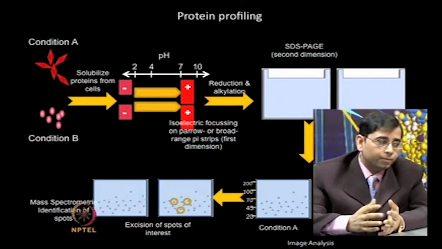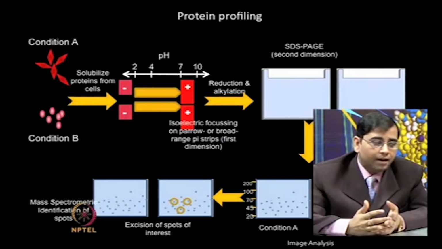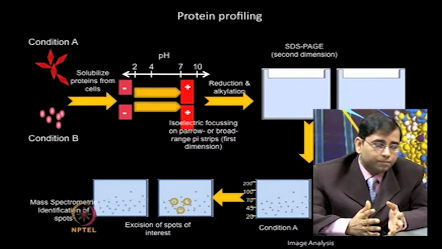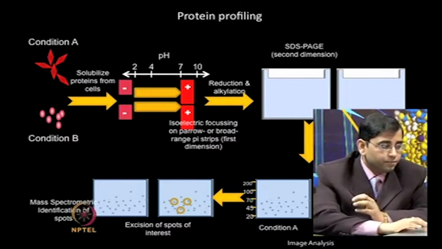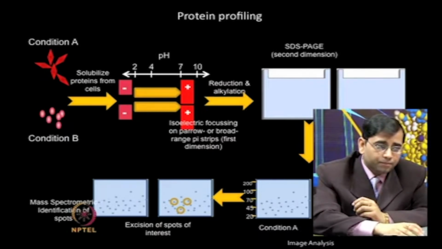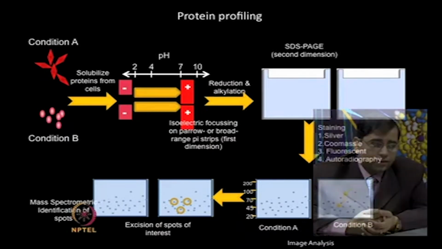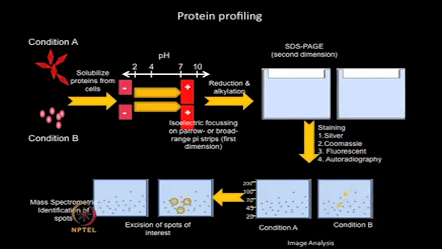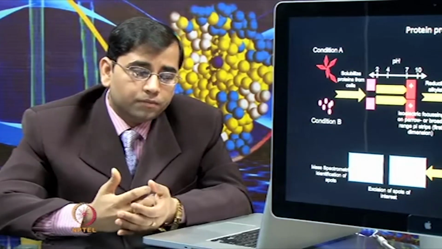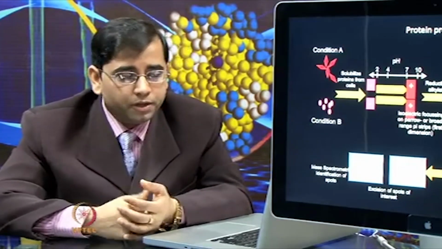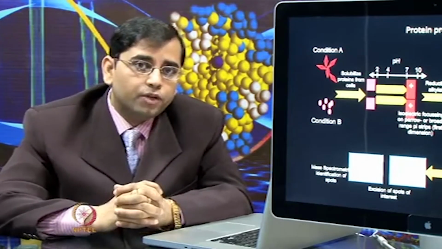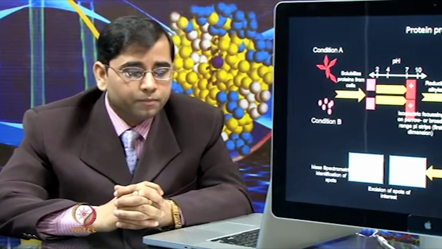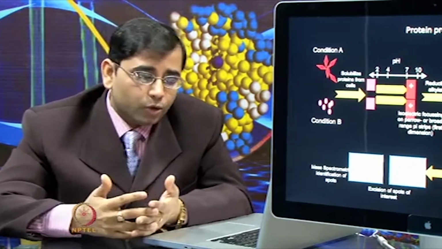need to solubilize the proteins from the cells and separate all the proteins by applying the pH gradient, which is shown here, in the first dimension. After that, you need to reduce and alkylate your samples and then separate them in the SDS-PAGE based on the second dimension, molecular weight. Then, depending on your staining method, whether Coomassie brilliant blue or silver stain, different types of fluorescent stains or autoradiography, you can visualize the protein spots.